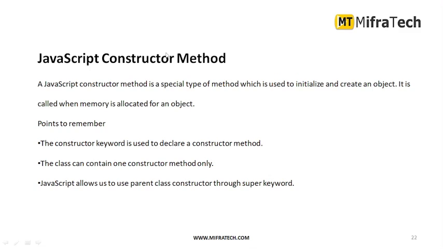Then the JavaScript constructor method. A JavaScript constructor method is a special type of method which is used to initialize and create an object. It is called when memory is allocated for an object. You can see in the previous slides, we have created an object, where memory is allocated for the object.